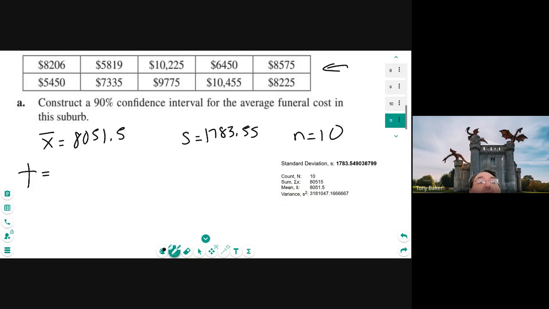So it's 90%. And what's my degrees of freedom? .90, so we're using the 0.10. So it should be 1.833.